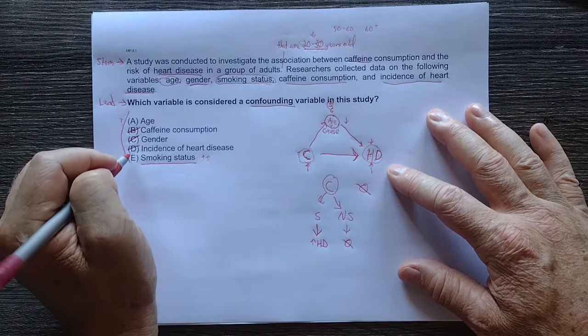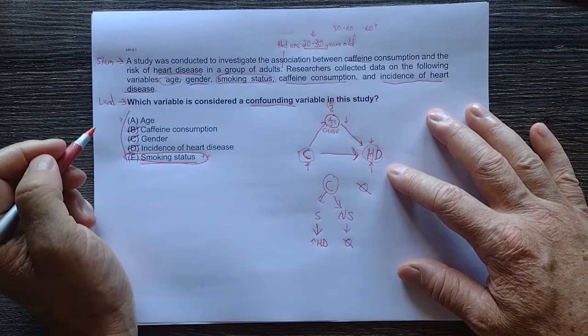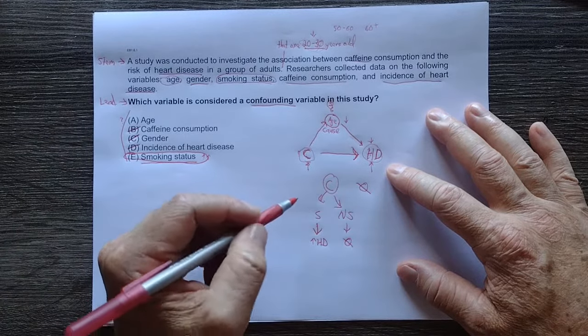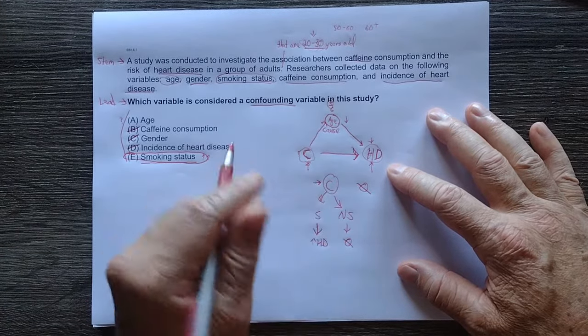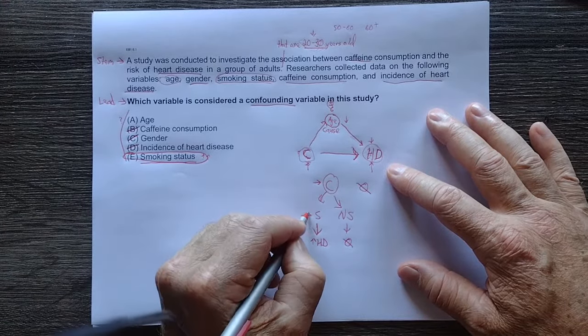So smoking status is actually the most correct answer choice in this situation, and that is what was found in a previous study. The study was actually removed from the academic literature because of the subgroup analysis. This is called the subgroup analysis.